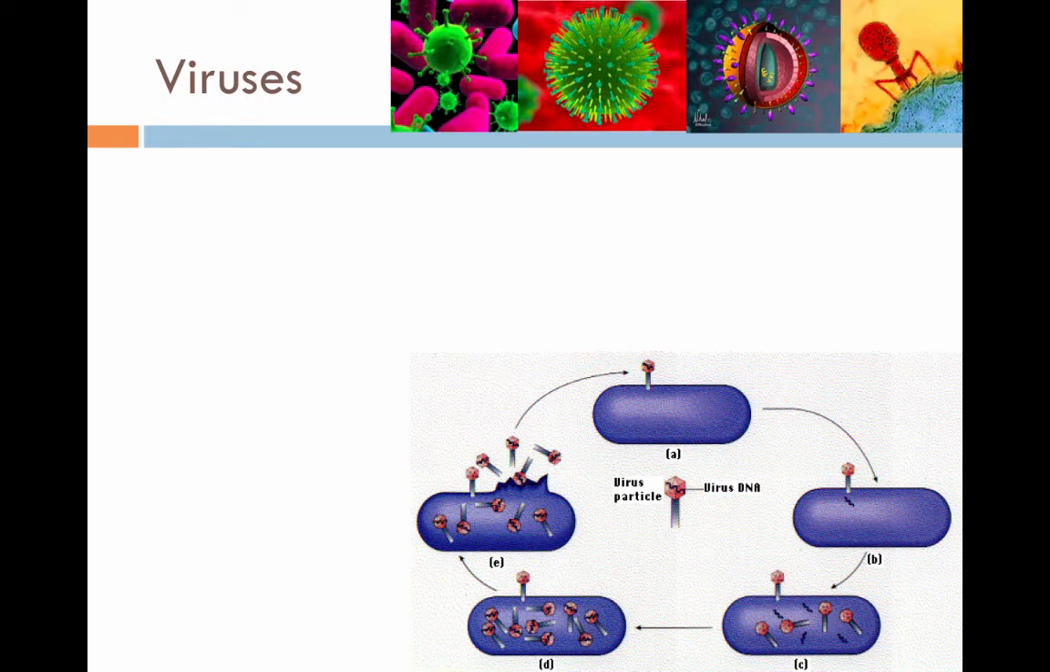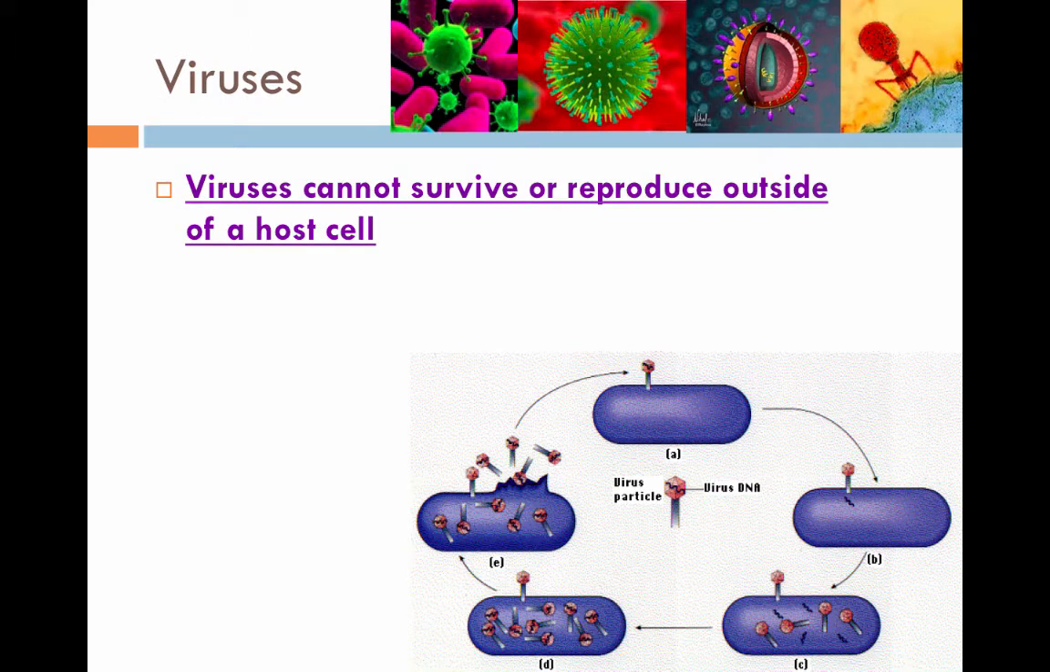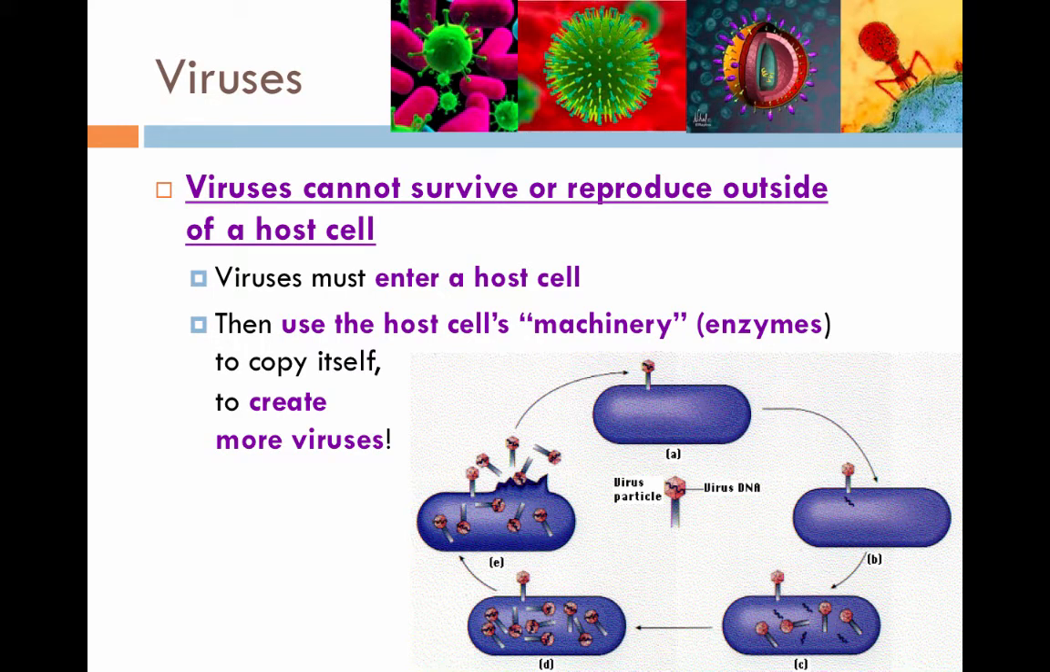What makes viruses different from cells is that they cannot survive or reproduce on their own. They can only survive and reproduce inside of a cell. The cell that they infect is called a host cell. The way viruses infect an organism is by first entering the host cell. Once inside of the cell, the virus uses the enzymes or machinery or whatever you want to call it inside of the host cell to copy itself. It will copy itself millions of times, making millions of viruses that will explode out of the cell and go infect other cells.